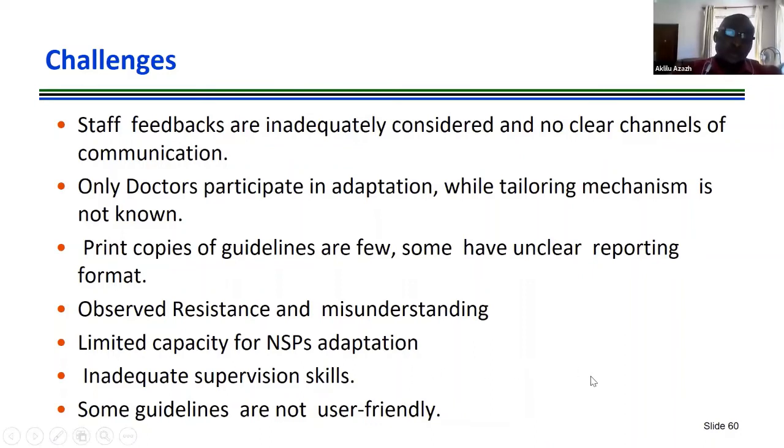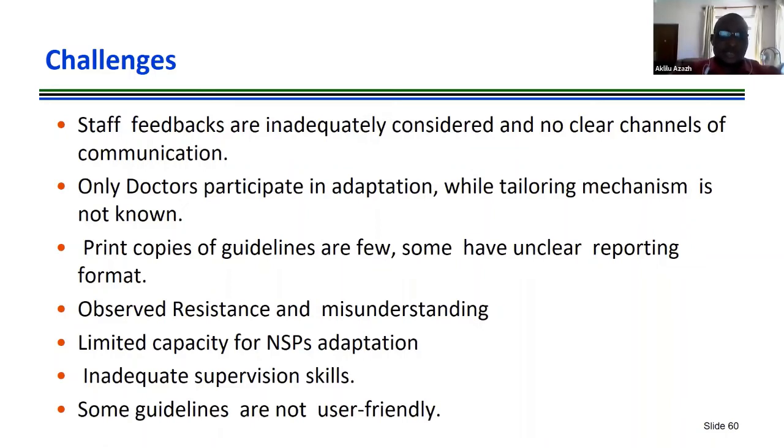We also observed limited capacity for NSCP's adaptation. This is a challenging situation because those people participating in the adaptation do not have appropriate knowledge for adaptation. So they just use their own experience and the normal knowledge which they have to adapt. This may end up in adapting a document which is not very clear or not acceptable to implementers as well as clients.